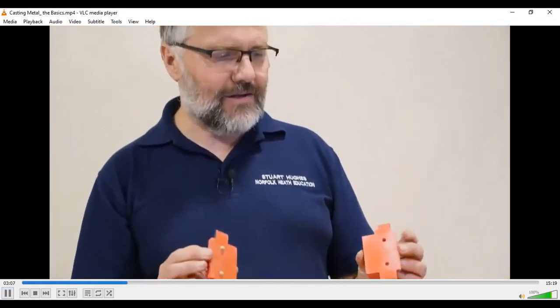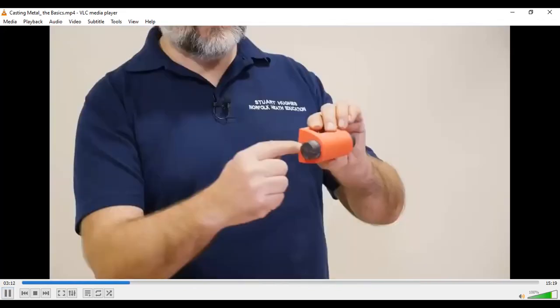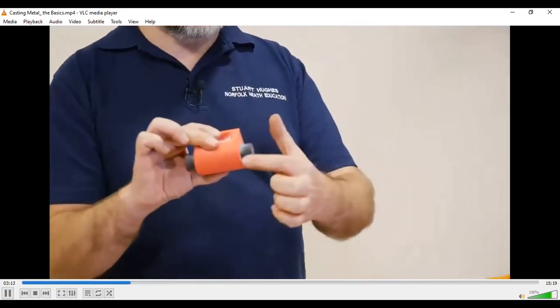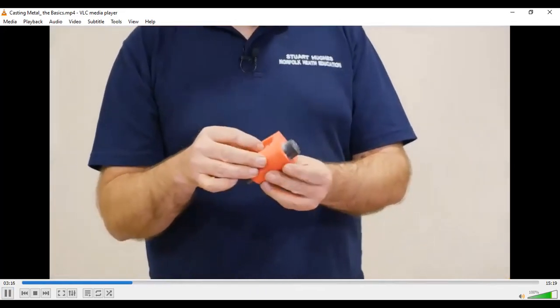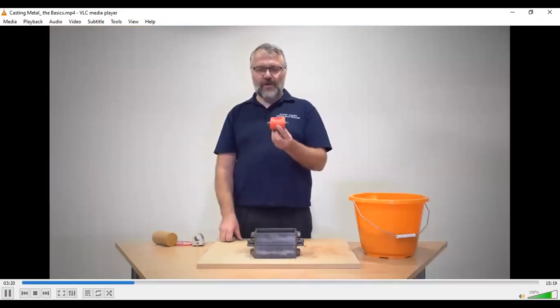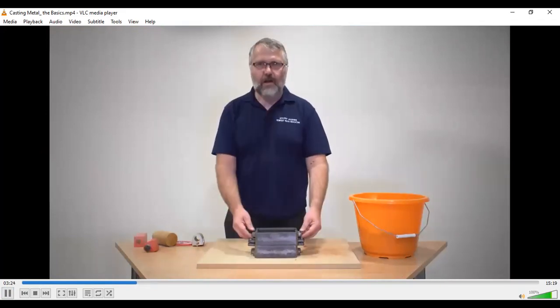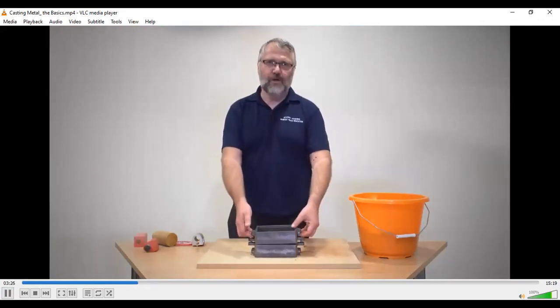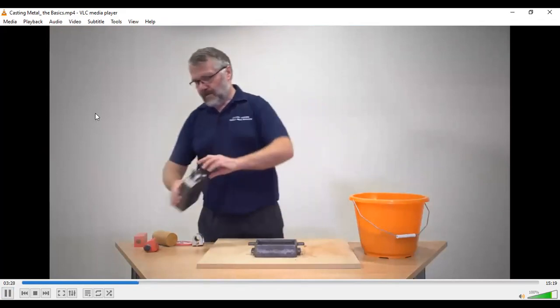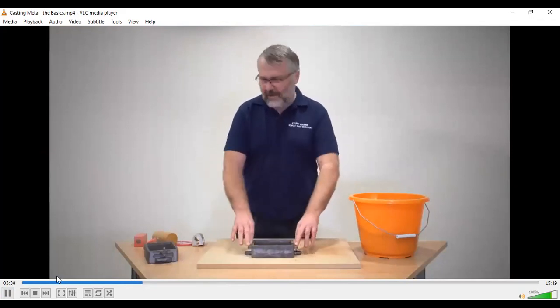Again, it's a split pattern, but it forms together to produce the outside shape. But it has these locating bosses on the ends, which are known as core prints. They're painted black because that's a visual clue to the people in the foundry that they've got to add a core to the mould. So if we take the cope off the top of the flask and set that to one side and turn over the drag, we often refer to that as an inverted drag.